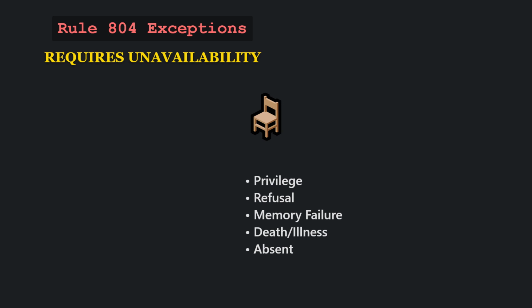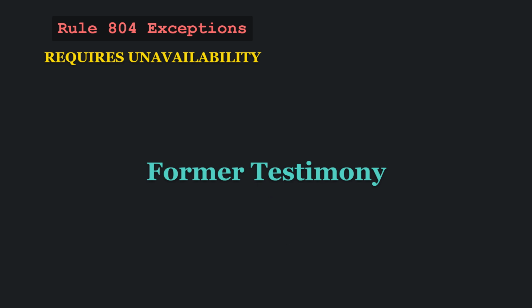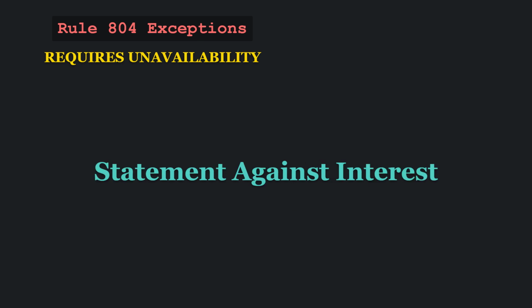Federal Rule of Evidence 804 exceptions require the declarant to be unavailable to testify. Unavailability includes claiming a privilege, refusing to testify despite a court order, demonstrating a lack of memory, or being deceased or suffering from a severe illness. Unavailability also applies if the declarant is absent and the proponent cannot procure their attendance by reasonable means. Former testimony is admissible if given under oath at a prior proceeding and the party against whom it is offered had an opportunity and similar motive to develop the testimony through direct, cross, or redirect examination.